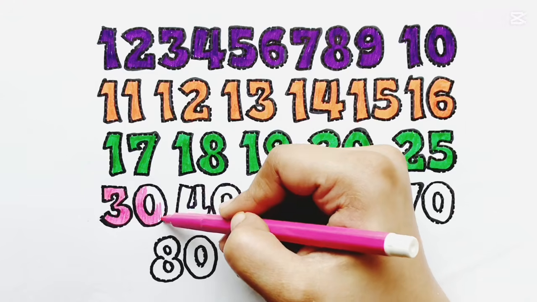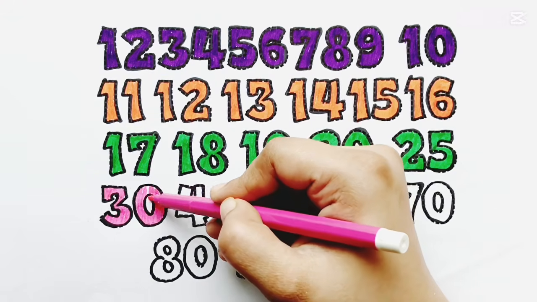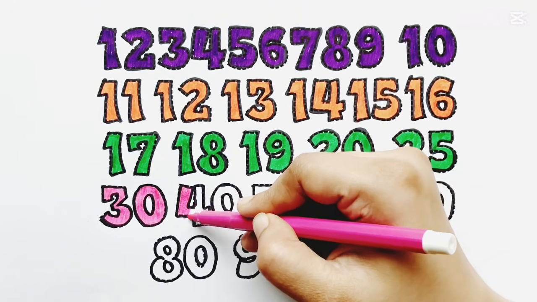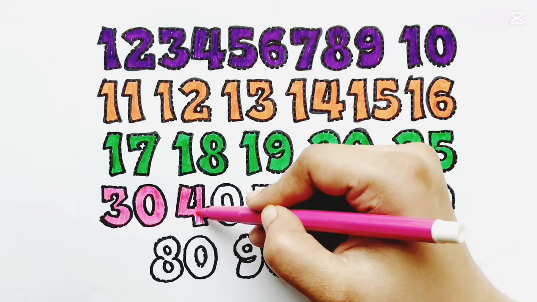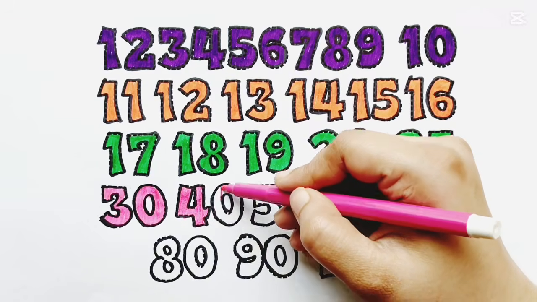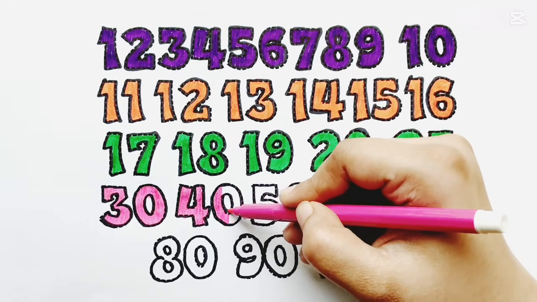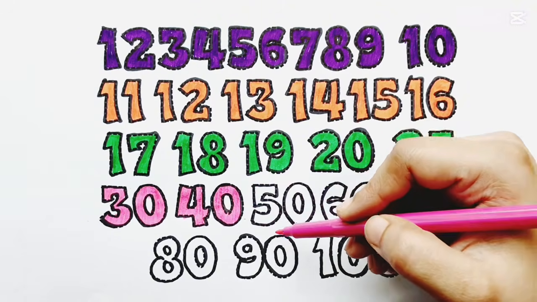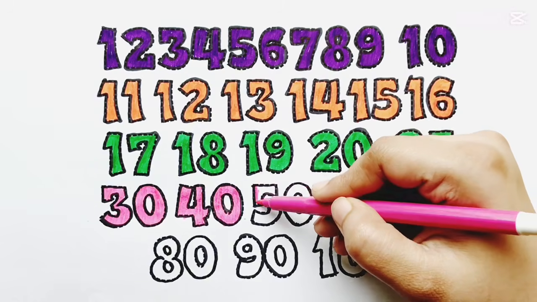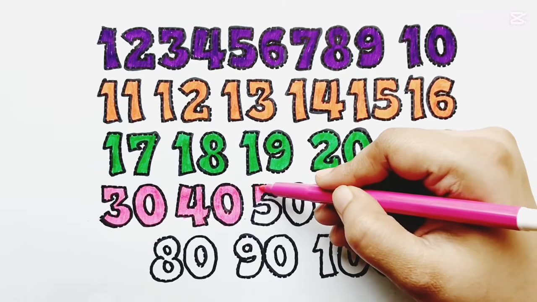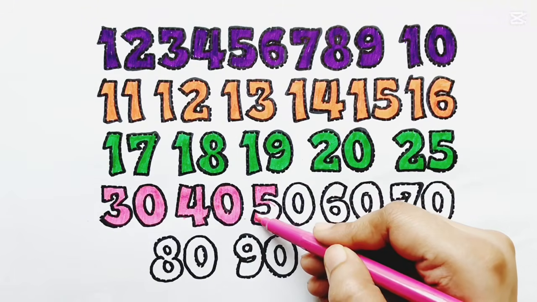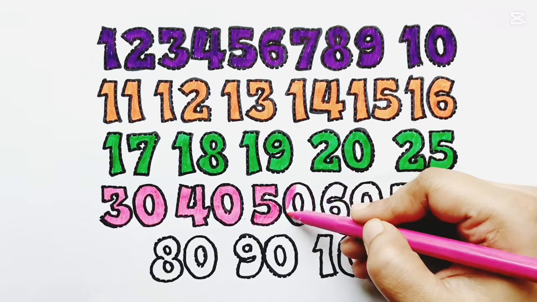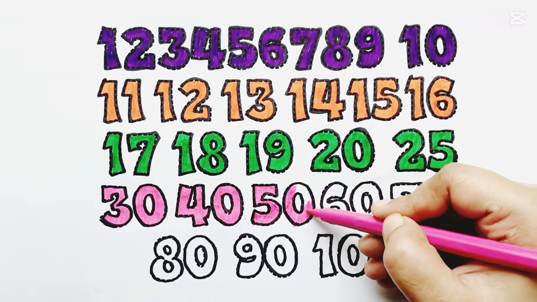A, B, C, count the rhythm and 1, 2, 3, we're singing all together. Number 40. Count the rhythm and 1, 2, 3, we're singing all together. A, B, C, count Number 50. and 1, 2, 3, we're singing all together. A, B, C, count the rhythm and 1, 2, 3, we're singing all together.